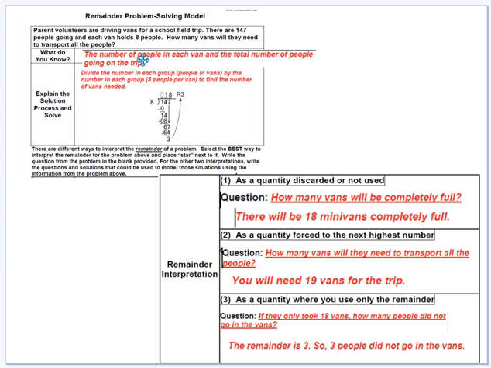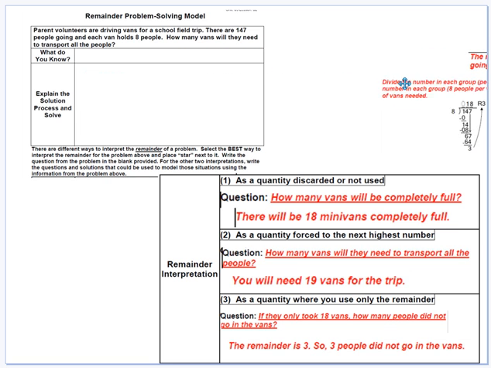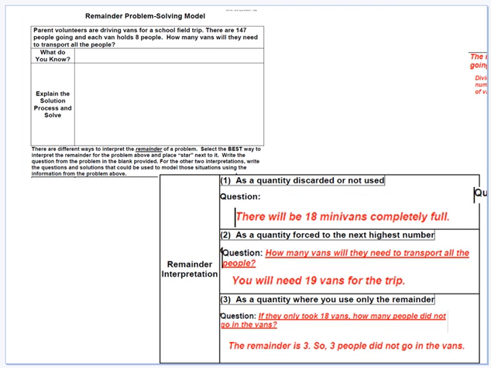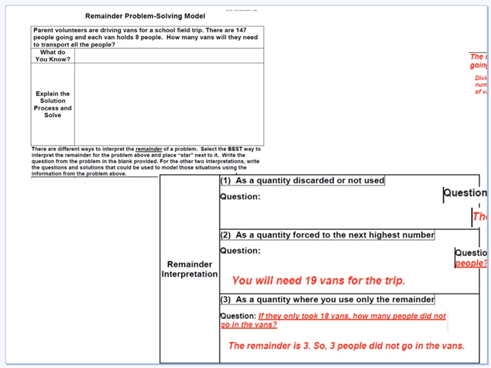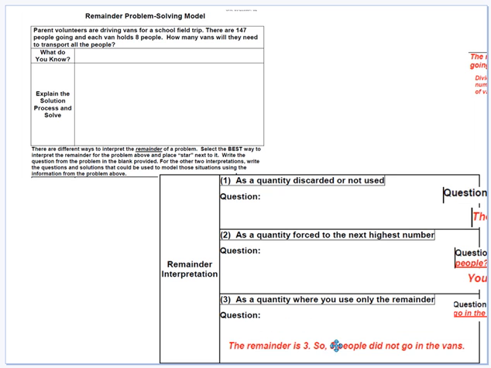Then we're going to start with the remainder problem solving model. So a big thing for this year for you guys is that you are going to need to be able to interpret the remainder, is what we call it. That means when you have a remainder when you divide, you need to know what it means to answering your problem. And it just depends on what kind of question is being asked.